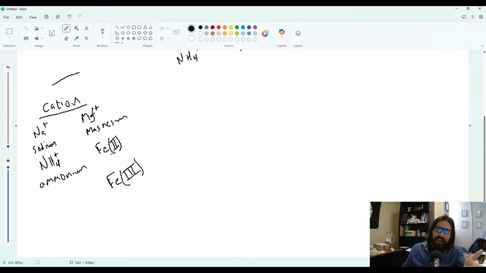This is still an iron cation. It's still an iron ion, right? This is still a sodium cation. This is still a magnesium cation. You don't really have to change the name of it at all. So that's not too bad.